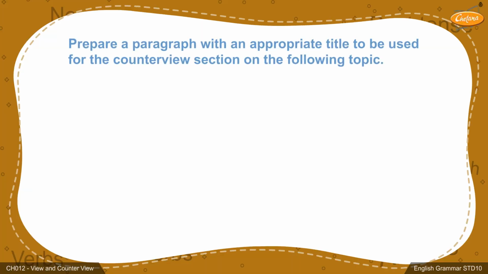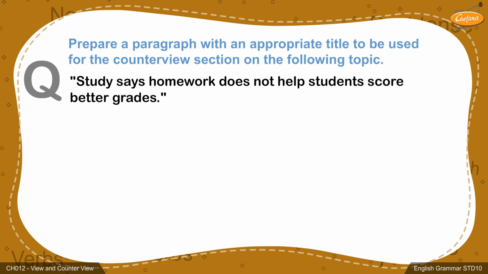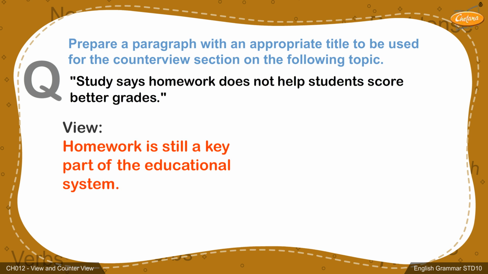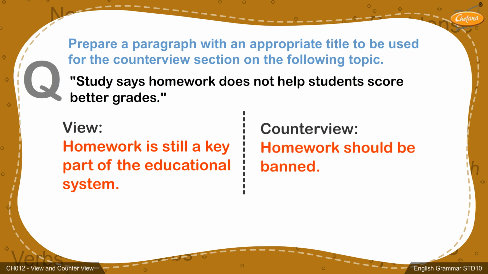This question, for instance, presents a topic. Study says homework does not help students score better grades. The given view is that homework is still a key part of the educational system. This means that the view is in favor of homework. In this case, what could be a counter view? What statement would indicate that it is against homework? One possible counter view is that homework should be banned.